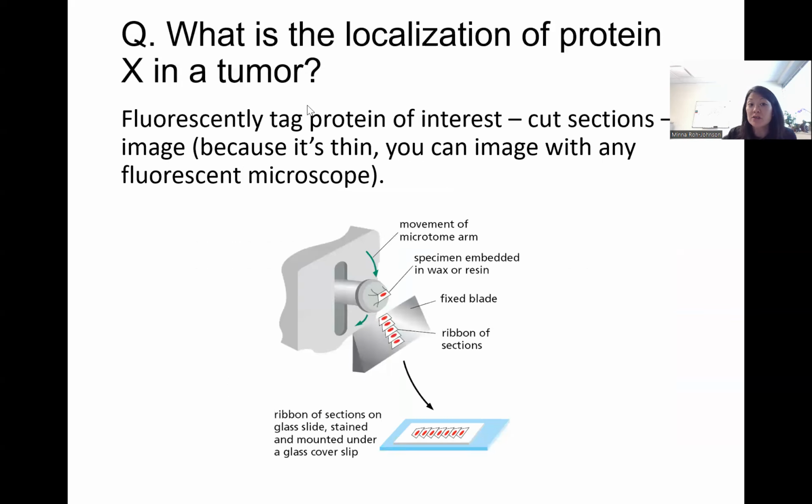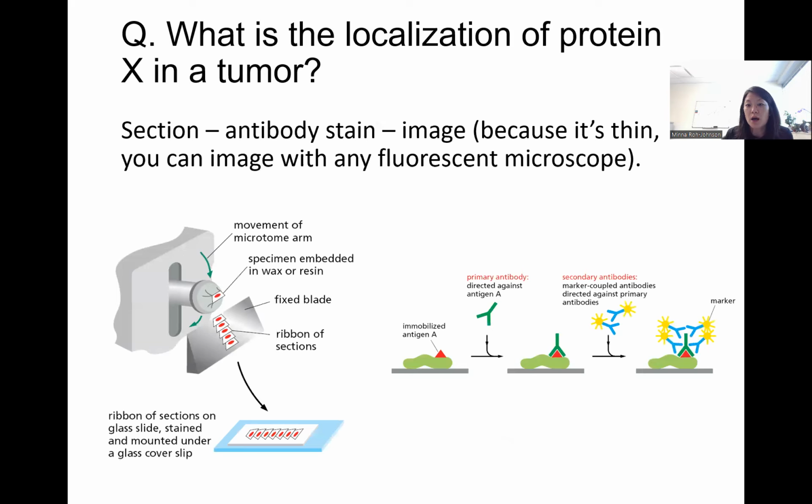Or maybe you'll use that same fluorescently tagged protein of interest, right? Protein X GFP, and then cut sections instead. So now it's fixed. I'm cutting sections, it's thin. I could look at really high resolution where that GFP-tagged protein is. My point is there's lots of different ways to do this. It just depends on what you want to get out of it. Okay. Here I have also, because you can use an antibody.